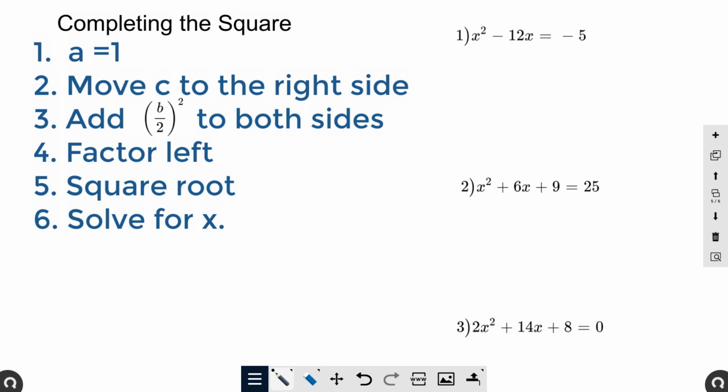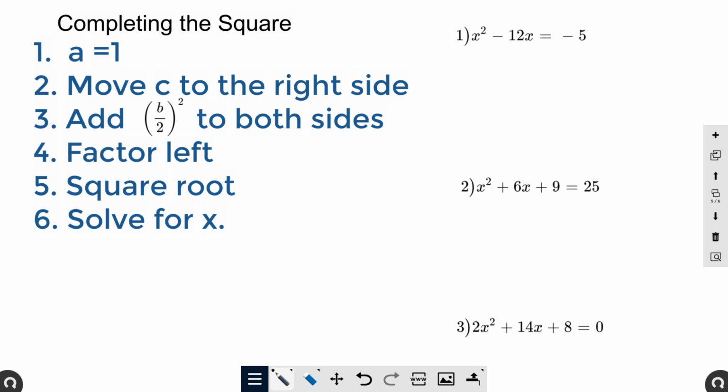Then you add b over 2 squared to both sides, and what that's going to do is create something that's easily factorable. It's going to actually create a perfect square trinomial. Then once you have that part, you're going to factor it because that's what you've created. Then you're going to square root and solve for x. So it sounds like a lot of steps, but if you follow them for every problem, you will get it correct. So let's start with our first problem here.